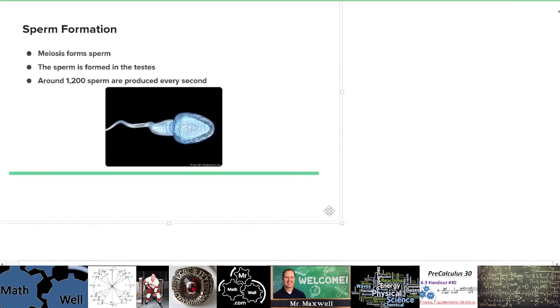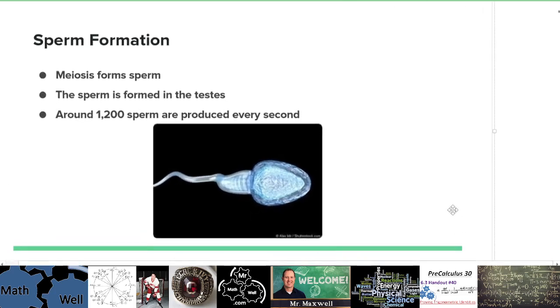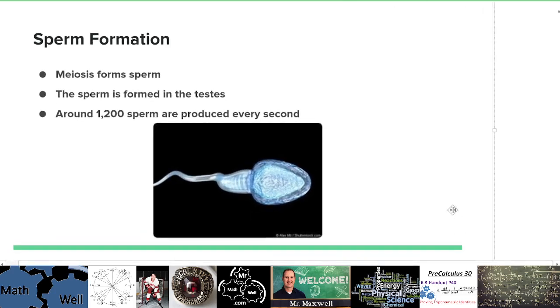All right, we talked a little bit about this already when we talked about meiosis and mitosis, but let's talk a little bit about sperm formation here. Meiosis forms sperm, and you remember meiosis is the process where cells reproduce, but they only reproduce into halves, like cells that have half of the genetic information, and that process results in gametes, where these are sex cells that are meant specifically to combine with female cells to produce offspring. So meiosis forms sperm.